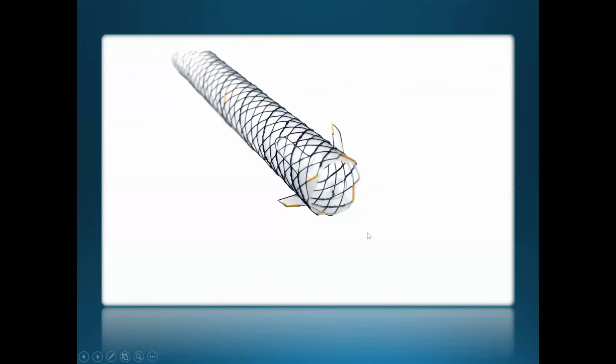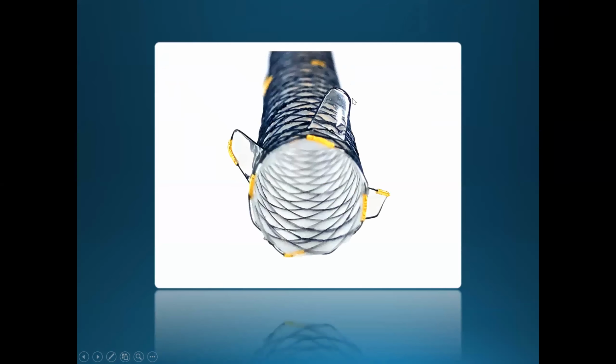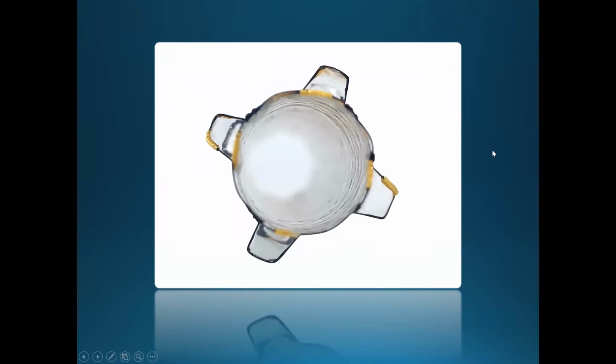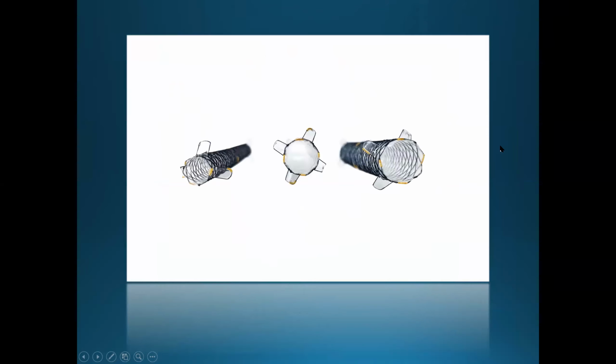This is my previous data. The 6 mm stent has 3 flaps, and the unique feature is that the flap has a curved membrane, which is less traumatic in the bile duct and easy to remove. This is a 10 or 8 mm stent that has 4 flaps.